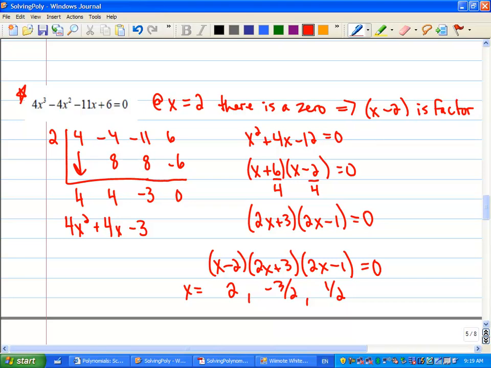If you're still finishing up, you can catch up to what I've got. I found a root at 2. You may have found a different one, but that's the only one that's not a fraction. Then the other roots I end up getting by factoring are negative 3/2 and 1/2. So these would make up all of the possible factors, and I can see there are 3 solutions. So there are 3 x-intercepts, and their values are 2, negative 3/2, and 1/2.